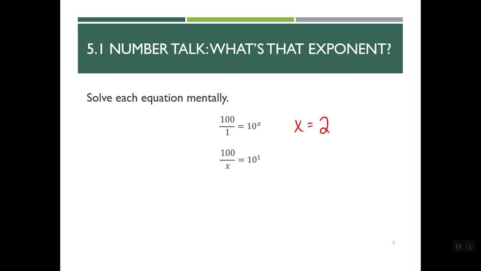Next we have 100 over what would equal 10 to the first power? Well, it can't be 100 over 1, because in the last example we just said that that was 10 to the second. So somehow we need to divide 100 by something that will give us 10 to the first power, or just 10. So what do we divide 100 by to get 10? That answer would be 10. 100 divided by 10 is 10. So x here equals 10.